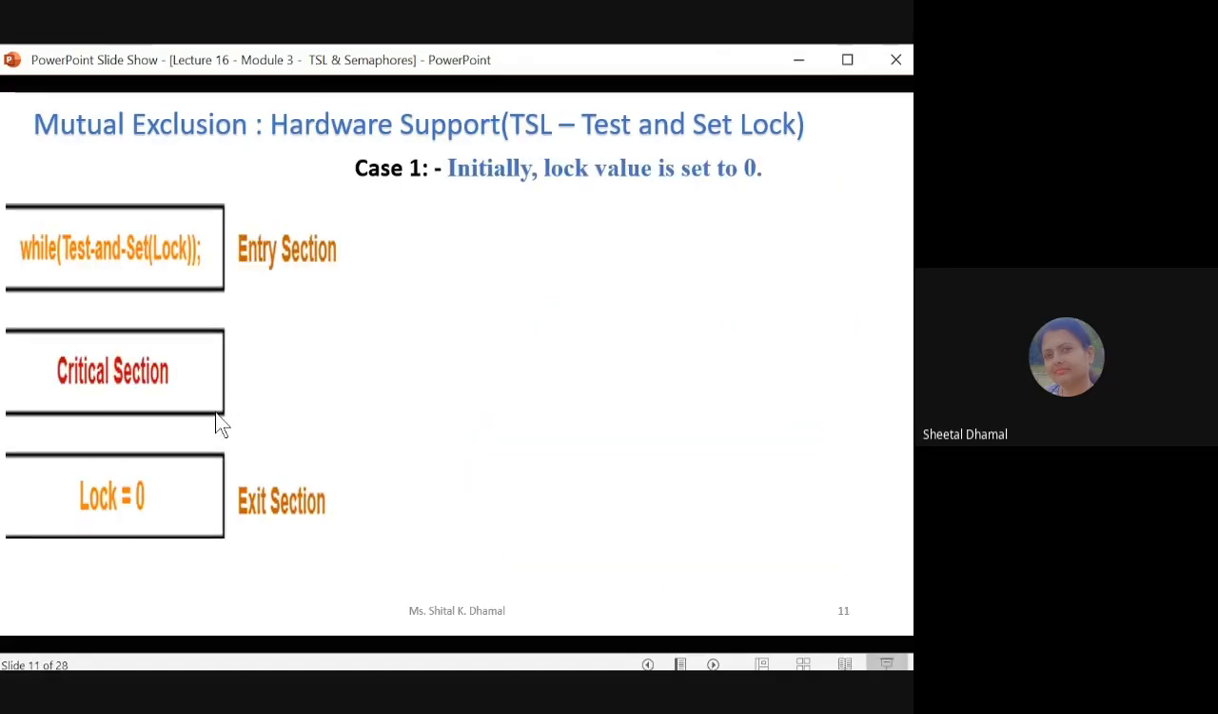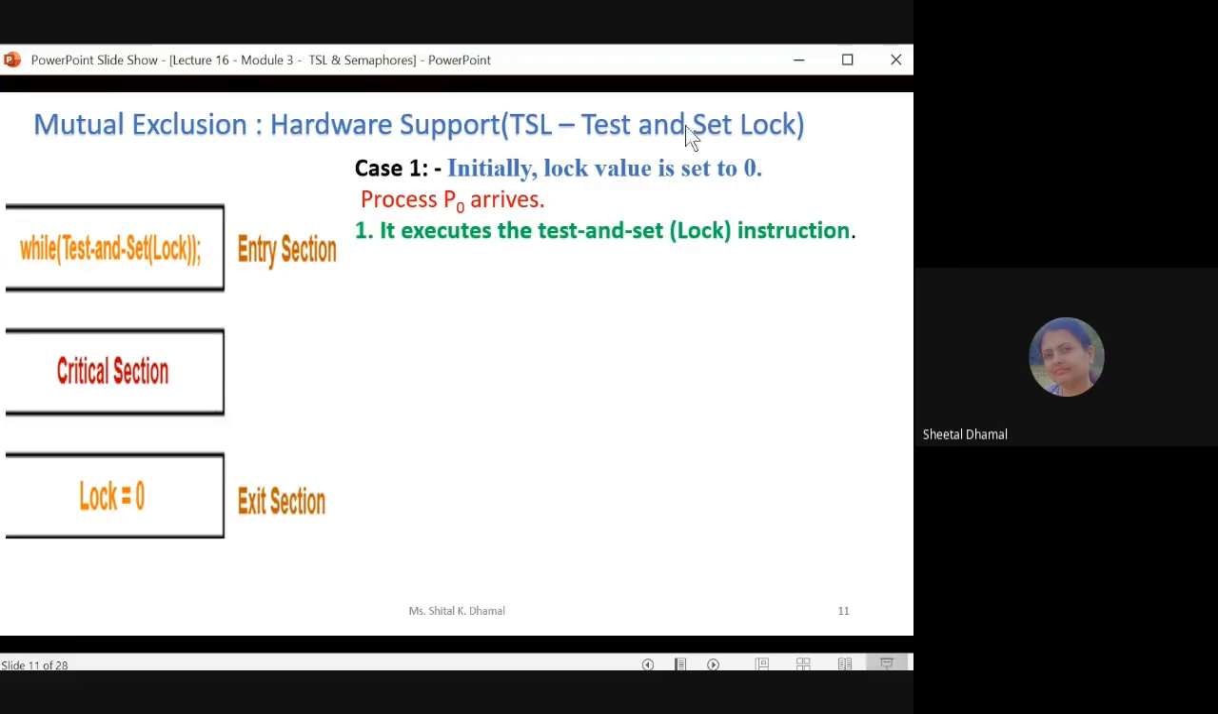So let us consider this algorithm. Initially consider that the lock value or flag value is equal to 0, that is, no process is currently utilizing the critical section, or no process is present in the run state. Okay, now let us consider that process P0 arrives in the ready queue. No other process is present in the run state, and process P0 arrives in the ready queue. So now what will it do?